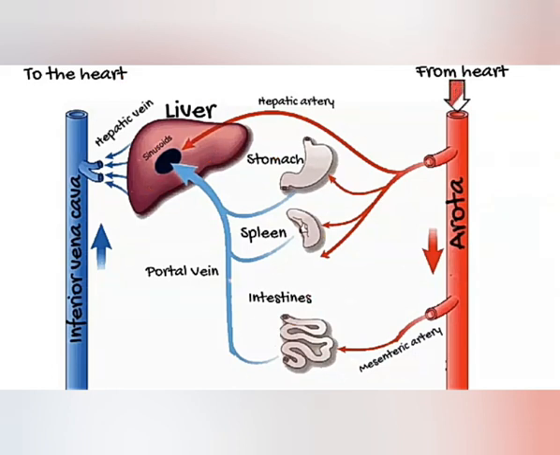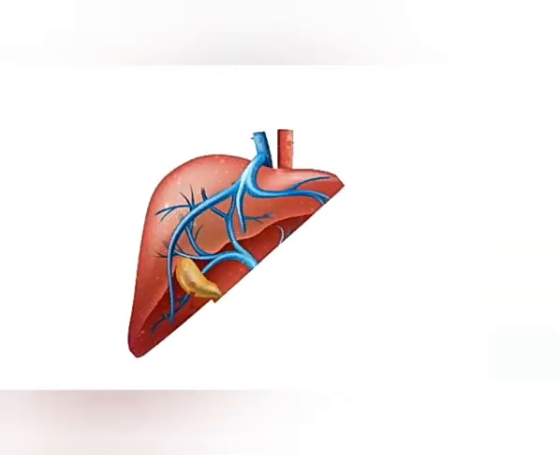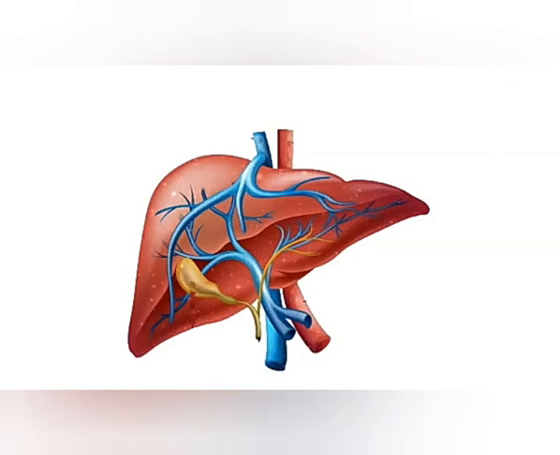The hepatic artery and the portal vein, one of them bringing in oxygen and the other bringing in nutrients to the liver. Once the liver has used all this oxygen and nutrients, there is another vein leaving the liver, known as the hepatic vein, which connects to the inferior vena cava, which then goes back to the heart. So here we have the liver. The aorta brings in oxygenated blood to deliver through the left and right hepatic artery.